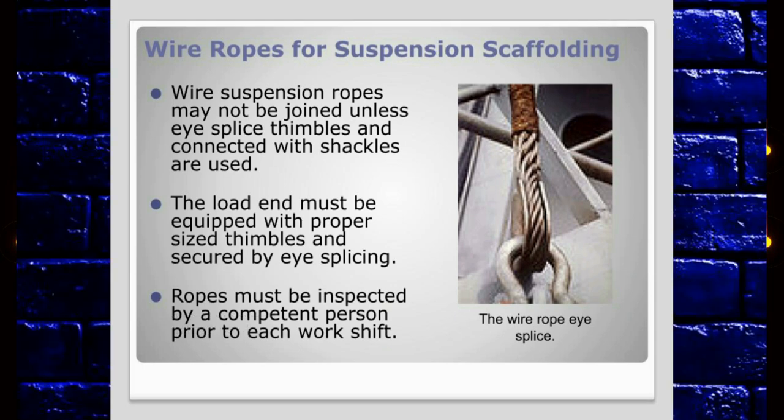Wire ropes for suspension scaffolding. Wire suspension ropes may not be joined unless eye-splice thimbles and connected with shackles are used.